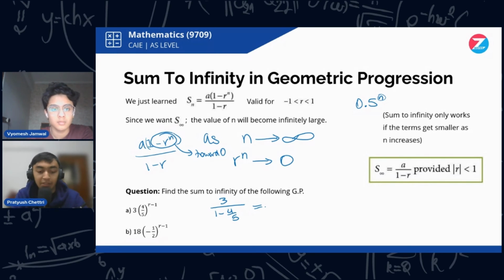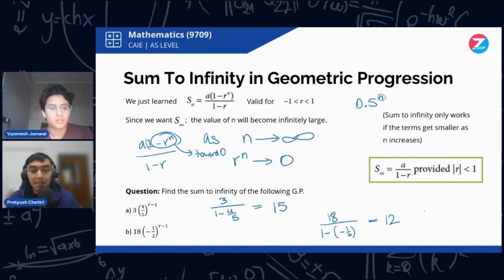Our sum to infinity will be 3 over 1 minus 4 by 5, which is simply 15. Isn't that nice? Okay, now let's do 18. Next one, 18 is our a. Common ratio is minus 1 by 2, so we need to put that in brackets. So 18 over 1.5 is 12. That's what it tends towards.